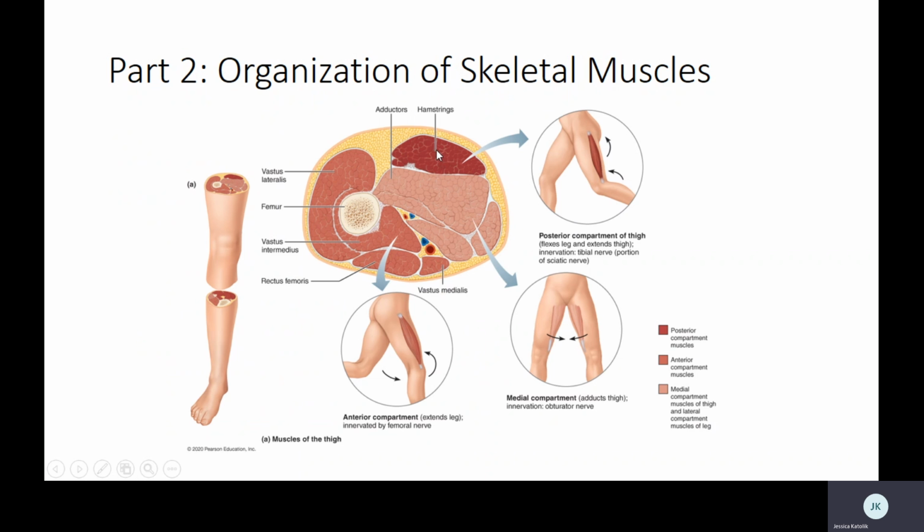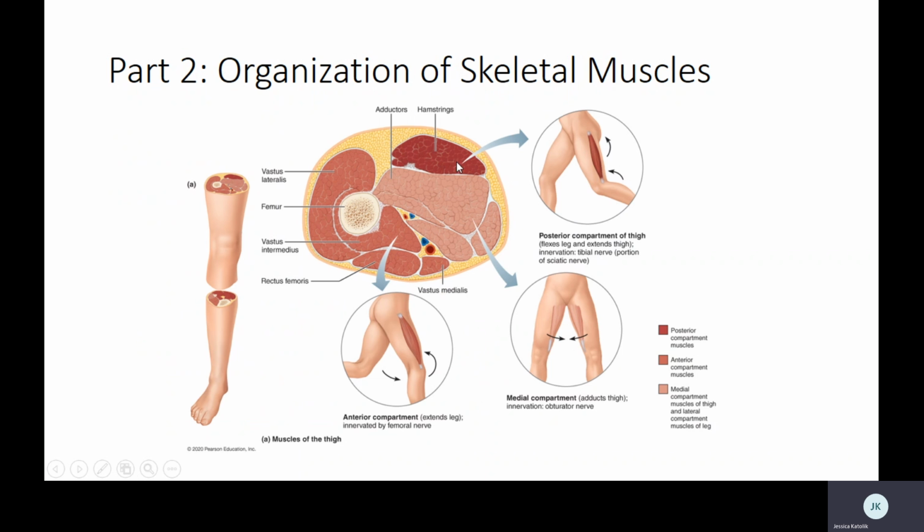These muscles are innervated by the sciatic nerve. If you want to go the extra mile, you can say the tibial nerve, which is a portion of the sciatic nerve, but I am okay with you just labeling it sciatic nerve for now. So that's the posterior compartment.